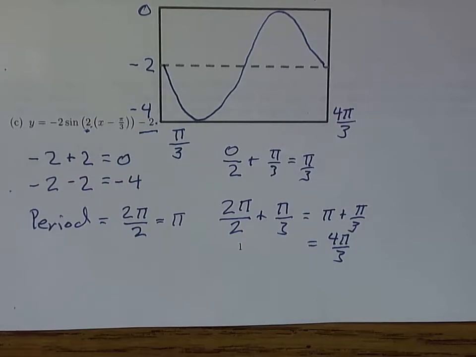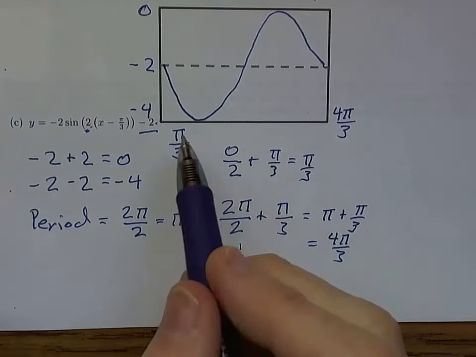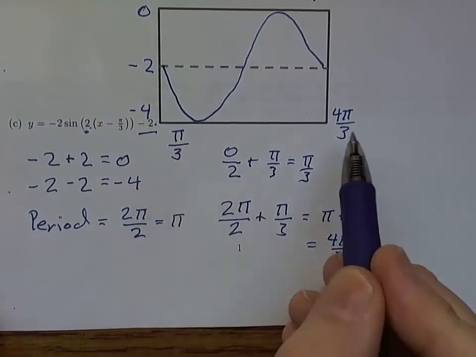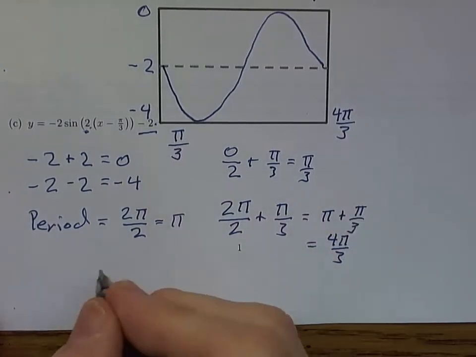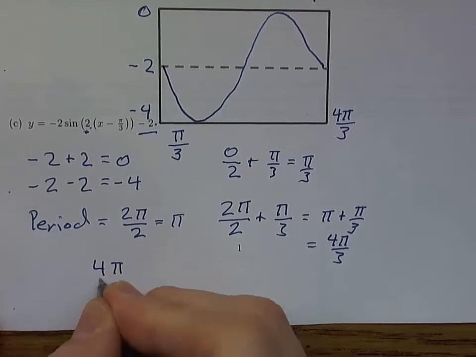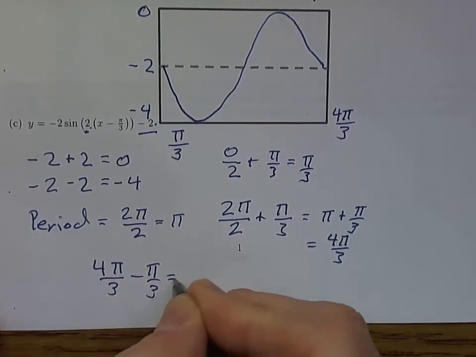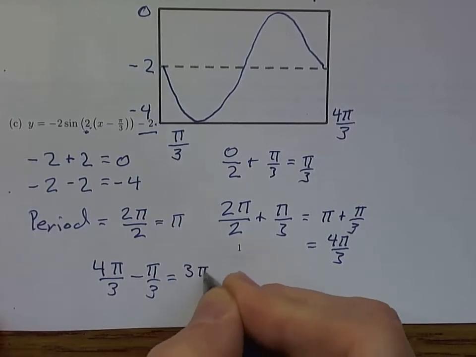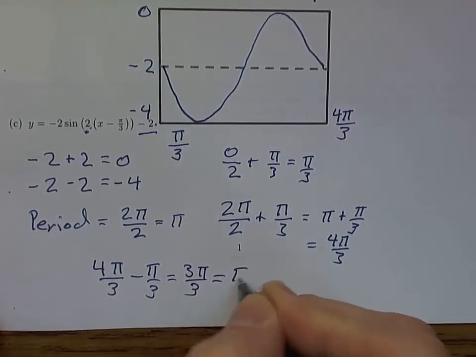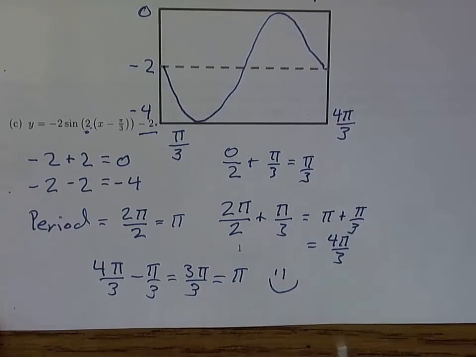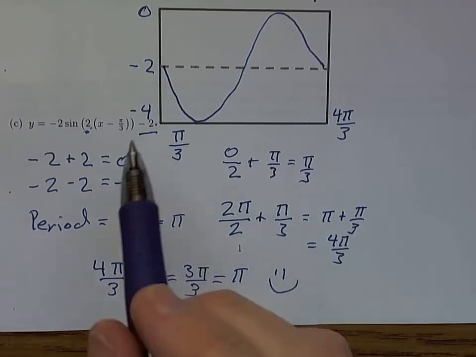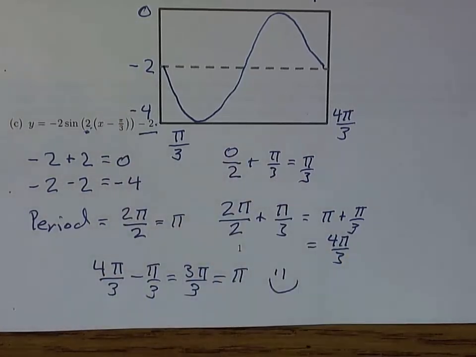Now remember, the period is pi, so we can check ourselves. If this graph starts at pi over 3 and ends at 4 pi over 3, we can see what the length is. 4 pi over 3 minus pi over 3. Okay? So that's 3 pi over 3, which is pi. Good job. See, it needed to be pi because we knew that was the period. So there we have it. That's kind of a rough sketch of that function there that we're looking at.